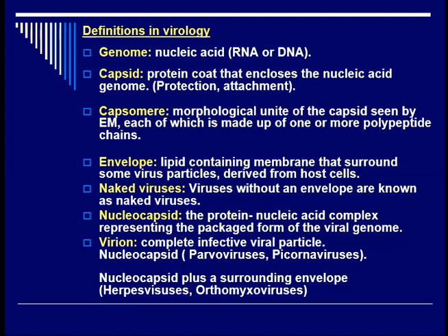The virion is the complete infective viral particle. In the case of naked viruses, the virion is represented by the nucleocapsid, as in parvovirus, and this is also the case in coronaviruses. Whereas in enveloped viruses, the virion is represented by the nucleocapsid plus the envelope. This is the case in herpesviruses and in orthomyxoviruses.